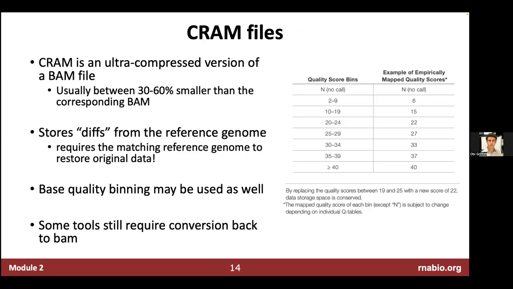Okay, just a quick note on CRAM files. We've been talking about SAM files and BAM files, but increasingly you will come across CRAM files, which are just yet another innovation in BAM files, basically to make them even more efficient to store. Sequence data is pretty big, and hard drives are expensive, so there was a lot of motivation to make BAM files smaller. CRAM files can be as much as 30 to 60% smaller than the corresponding BAM file. And it does this through a couple of innovations.